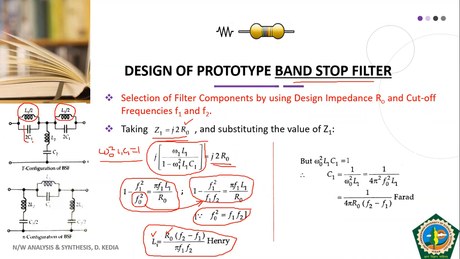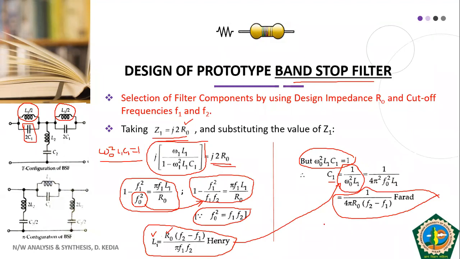Now our objective is to find C1. So how do we do that? We know this expression from resonance, omega naught square L1 C1 equal to 1. Here C1 is equal to 1 by omega naught square L1. Now whatever value of L1 we have obtained here, you substitute. If you substitute, you will get the final answer, and you will get the value of C1.